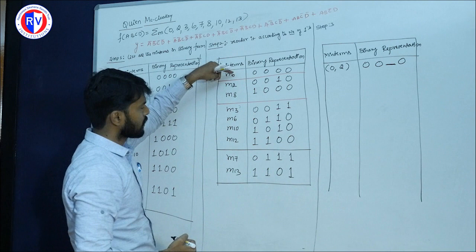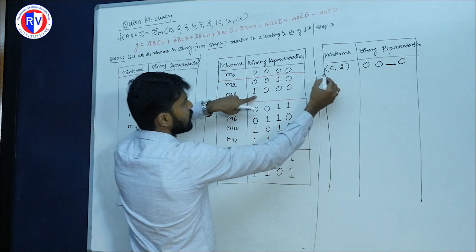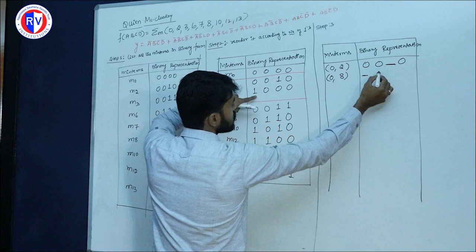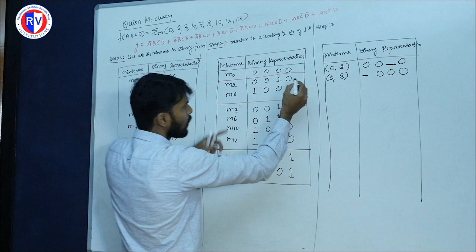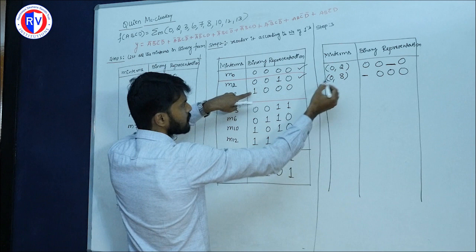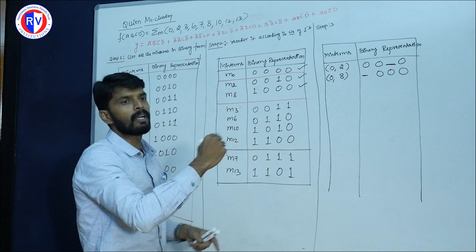Next, I am comparing same 0 with 8. Is there 1-bit change? Yes, there is only 1-bit change. Then this one also I will take to the next stage, 0, 8. Then this will be dash 0, 0, 0. Are you clear? Only 1-bit change is supposed to enter to the next stage. This combination is over. Once that entered to the next stage, yes, this is completed. And once it is entered to the next stage, we need to give a tick mark. As soon as you are entering to the next table, you need to give a tick mark. So then, I am completing this stage.